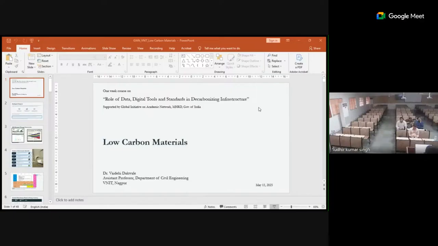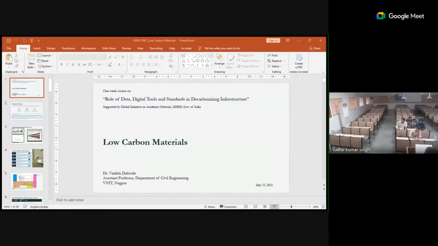So the topic for this session is low carbon materials. We have been listening about low carbon materials since day one. And we have been talking about the EPDs the material should have, how to calculate them, where they come from, how we use them in WLCA, etc. What exactly low carbon materials are.